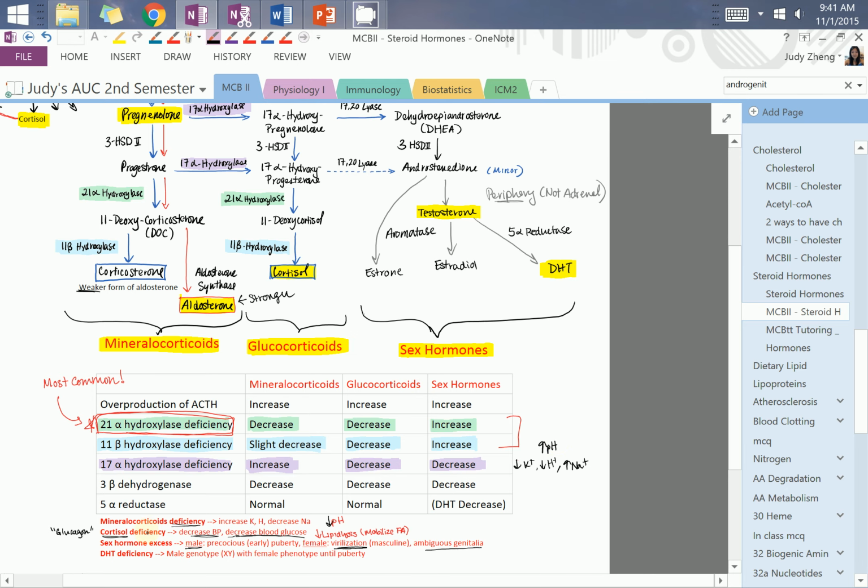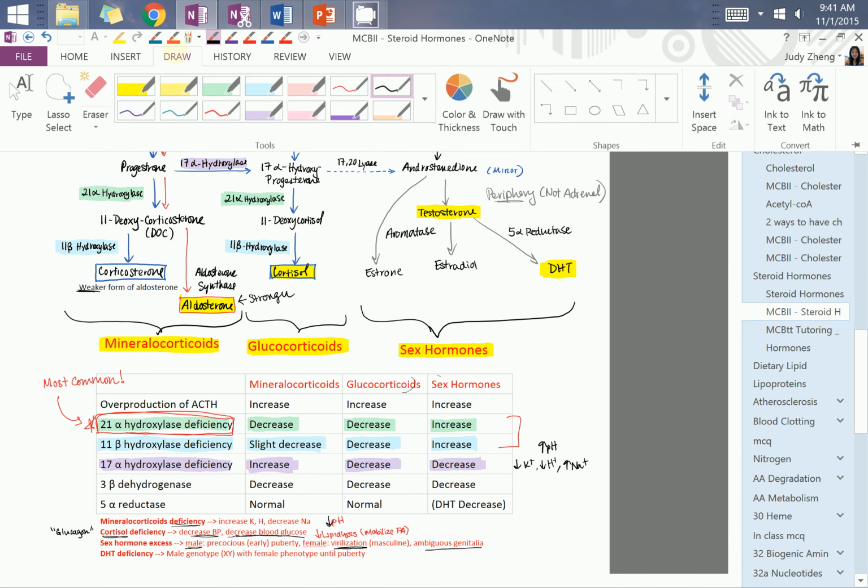And then the opposite would happen with the glucocorticoids. Oh no, actually, the effects on the glucocorticoids would still be the same. So you would still have a cortisol deficiency. So it's a decrease in blood pressure, increase in blood glucose, decrease in mobilization of the fats. And the effects on sex hormone is that you'll have less sex hormones.